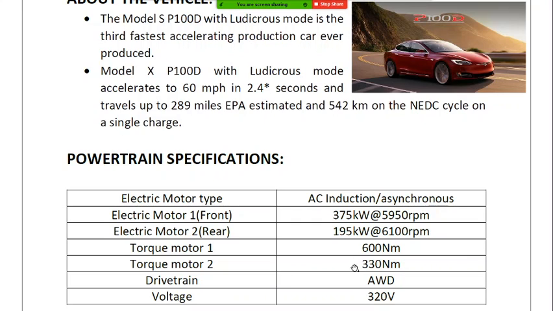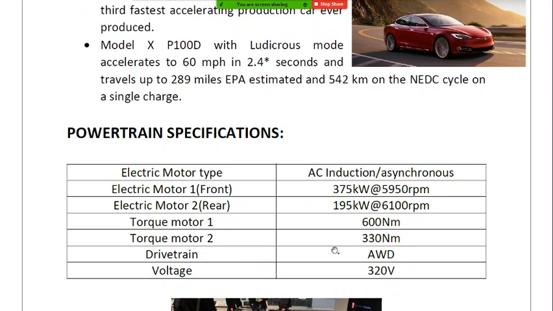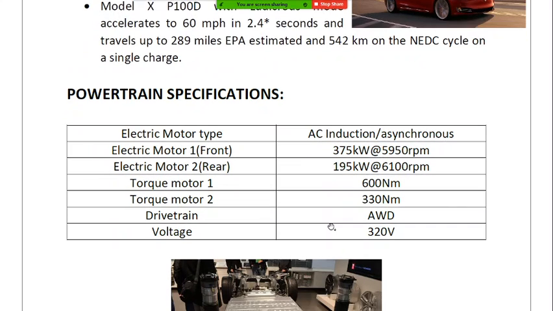The Tesla drivetrain is all wheel drive. It's nothing but the four wheels are used to drive the vehicle. It's not like rear wheel drive or front wheel drive. It's a unique feature in Tesla vehicles. And the voltage which is supplied to the motor is around 320 volts.